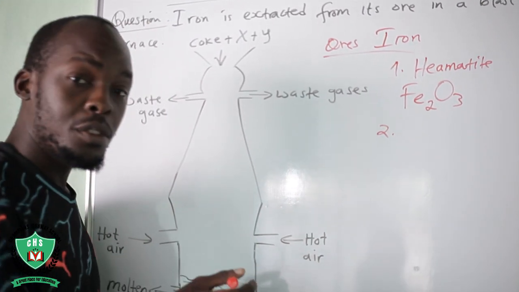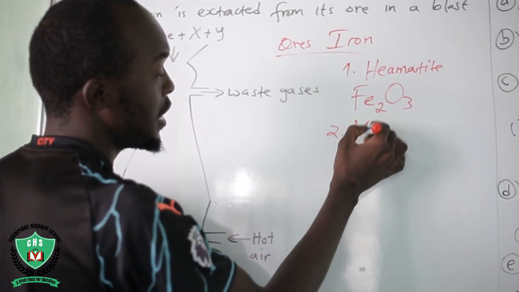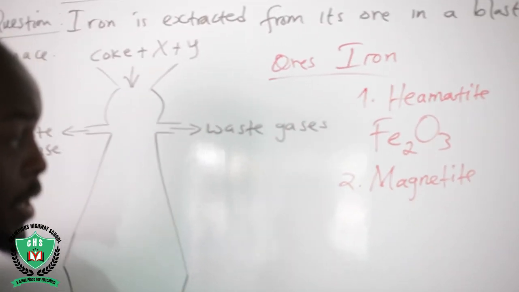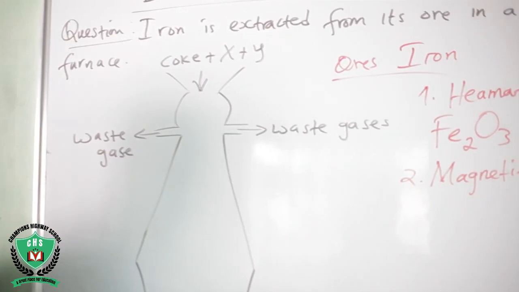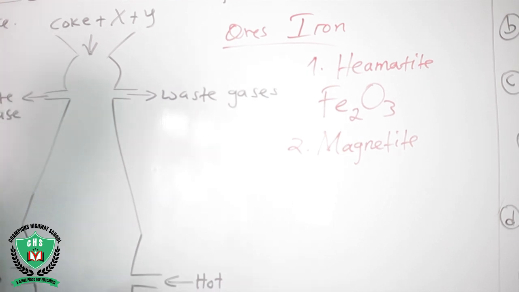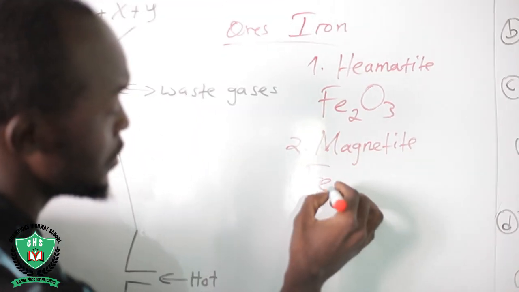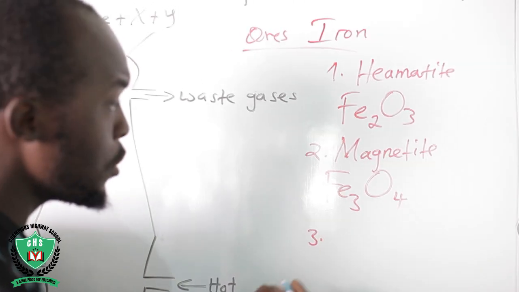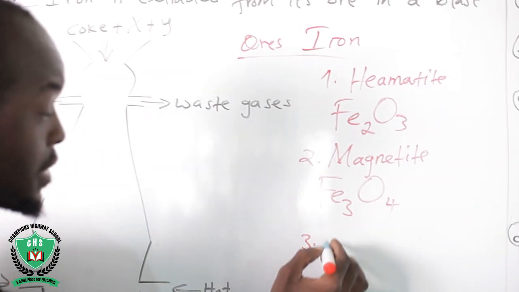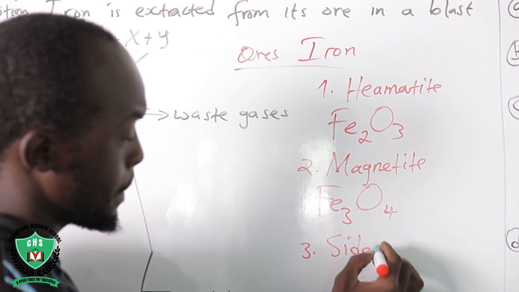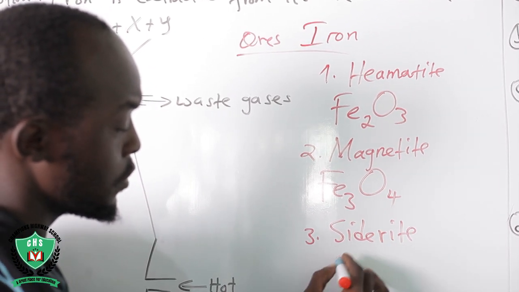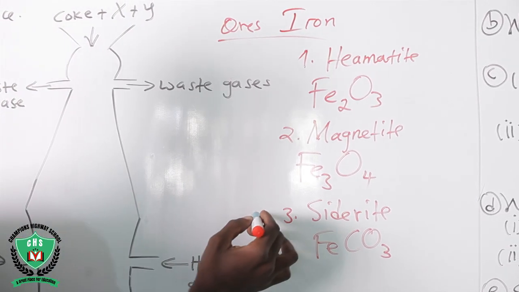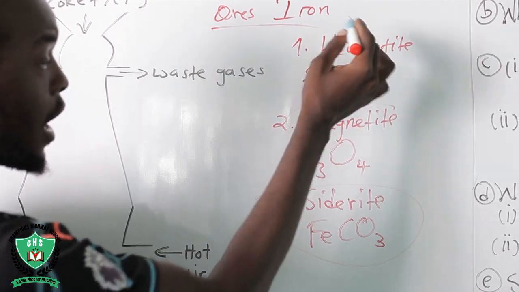Then the other ore of iron is magnetite. Magnetite is triiron tetraoxide. Then the other ore of iron is siderite, which is iron 2 carbonate. So these are the three ores of iron.